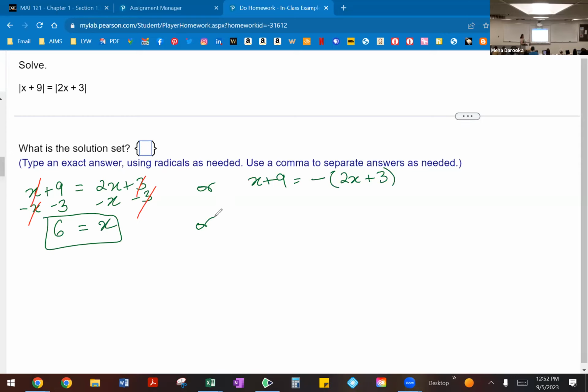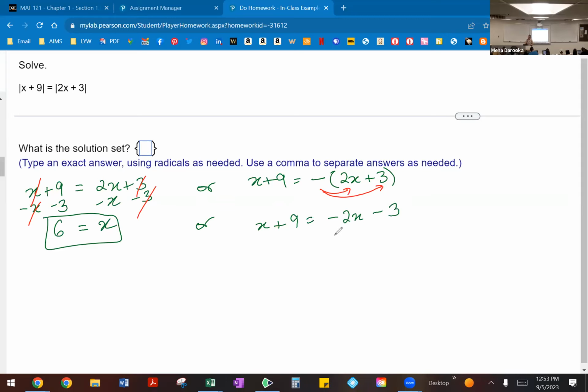What do we end up doing for x plus 9 equals negative parentheses 2x plus 3? What happens with that negative sign? Very nice. You have to distribute that negative sign inside your parentheses. So that will end up making it negative 2x minus 3.